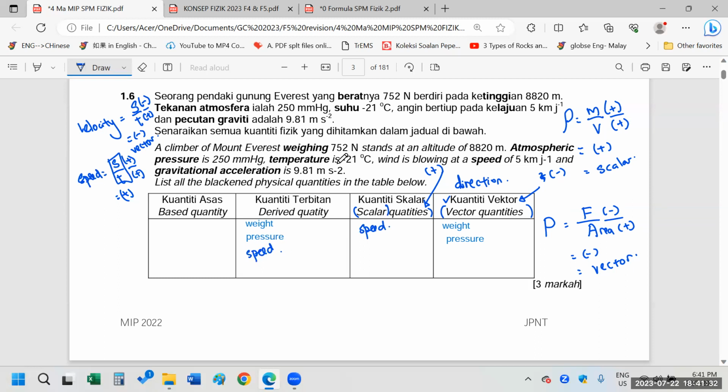All right, and what else? Temperature. Temperature is a base quantity. And do we need to count direction? No. So temperature is a scalar. Gravitational acceleration is going down, so gravitational acceleration is a vector quantity. At the same time, it is a derived quantity.